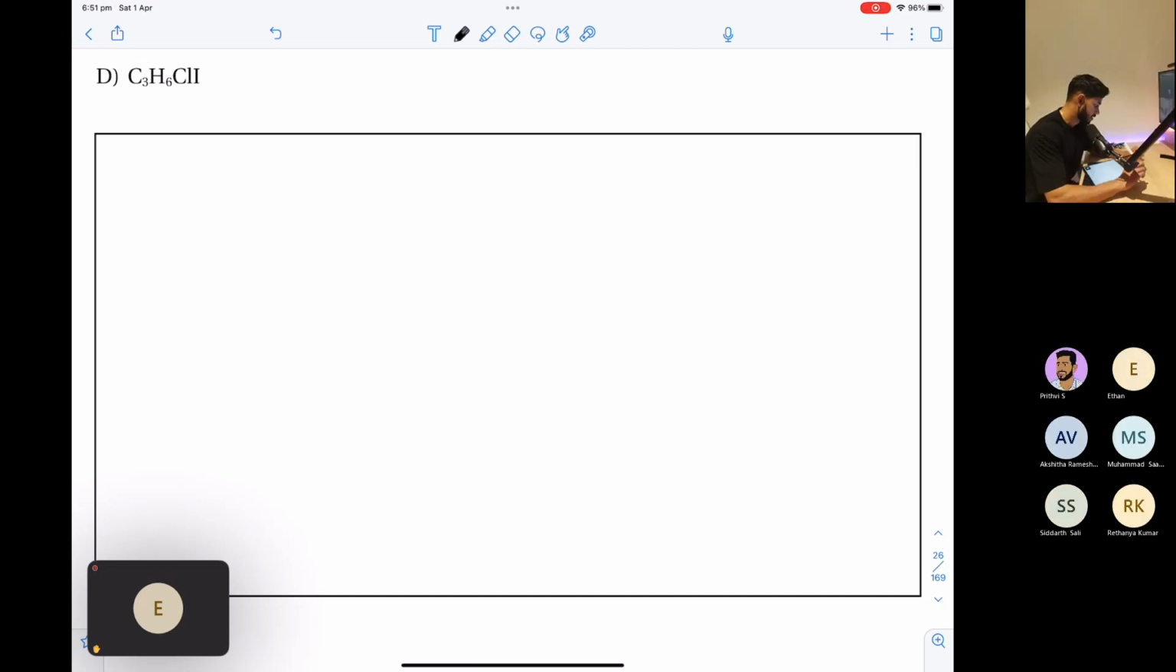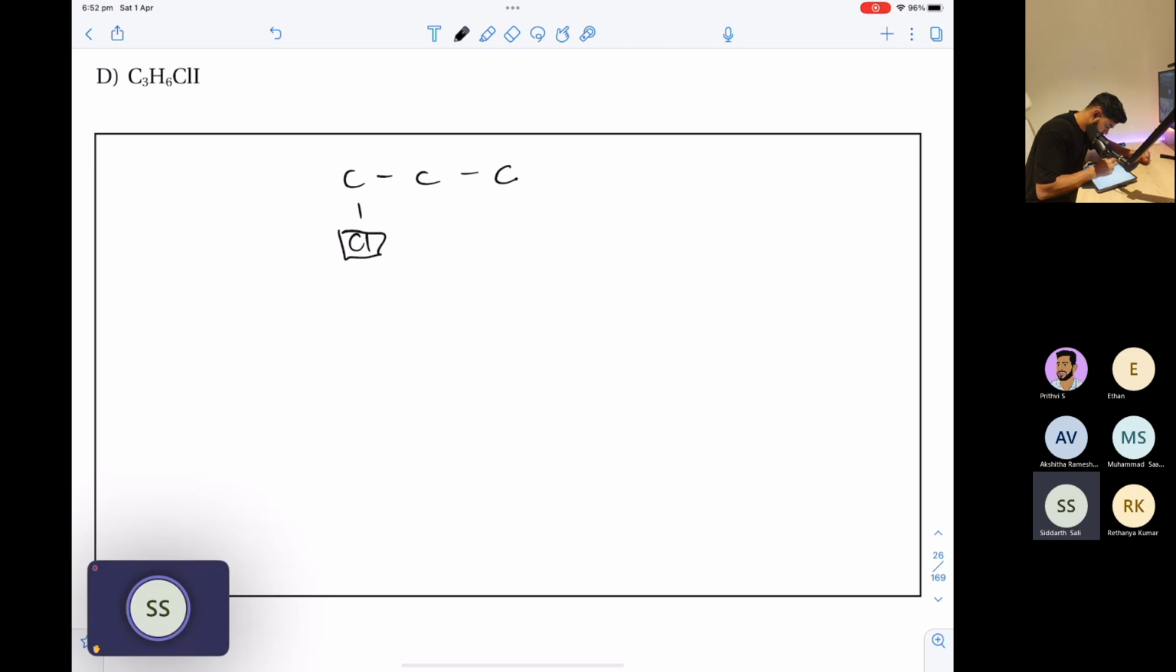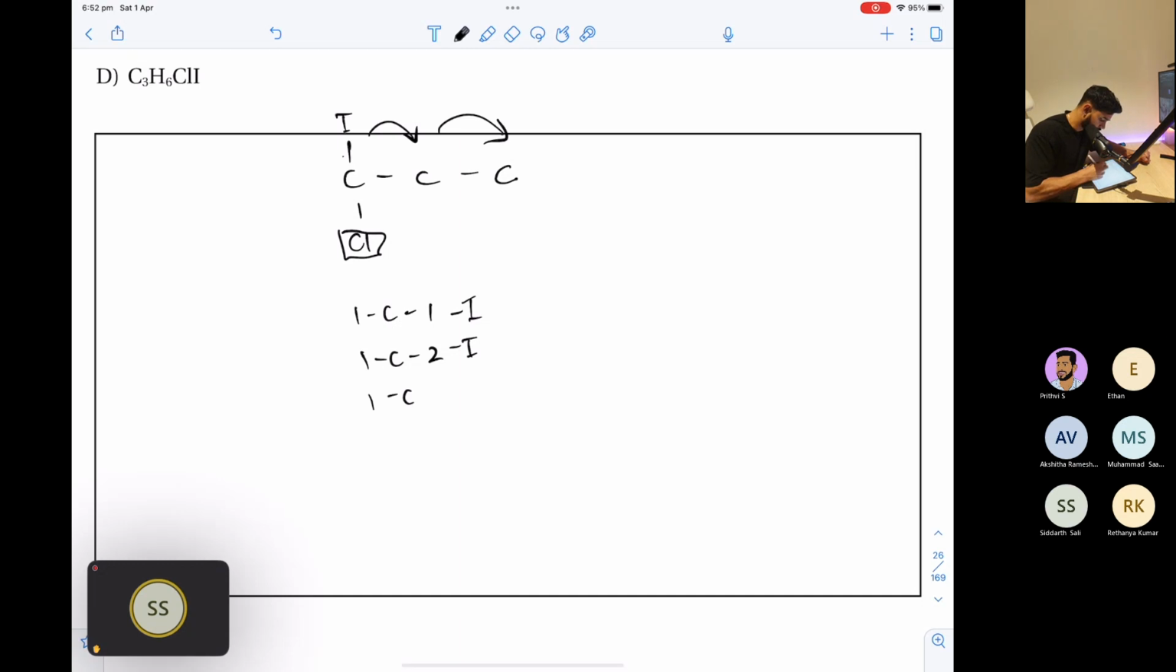Good. We've got one answer. Sid, I'll get you to start off then for us. So there's only one chain isomer. And then the positional isomers. So I fixed the chlorine in the first position. Good. So 1 chloro, 1 iodo. Good. Then 1 chloro, 2 iodo, and then 1 chloro, 3 iodo. If you move it here, it'd be 1 chloro, 3 iodo. And if you bring it here and here, it's the exact same. All right. So very good.